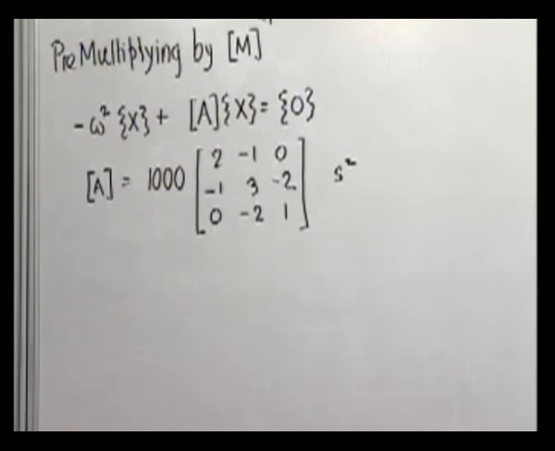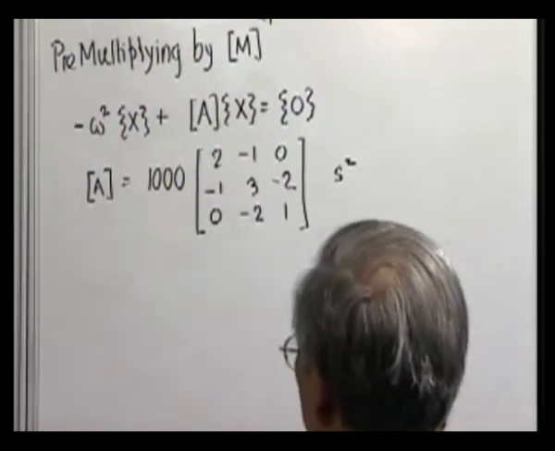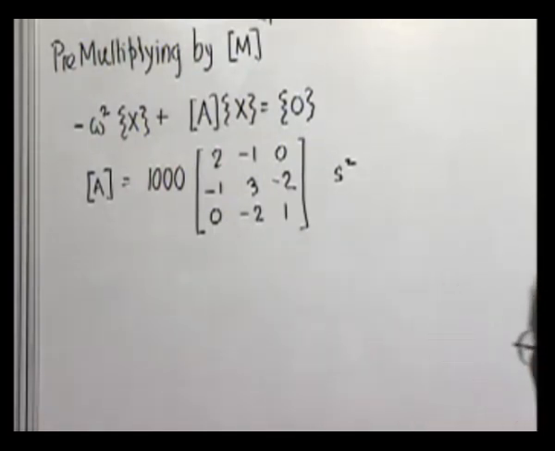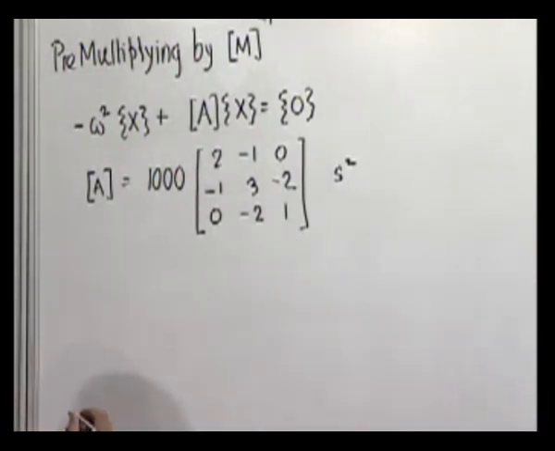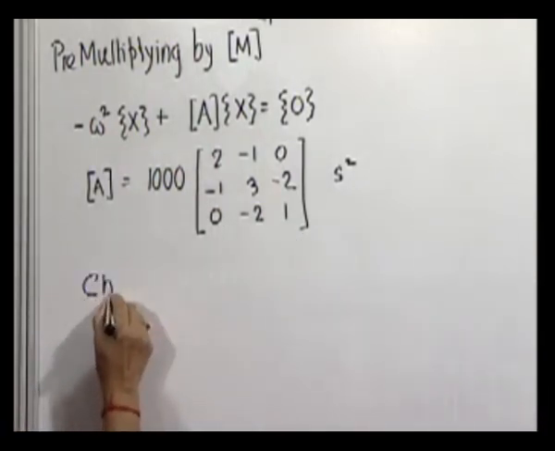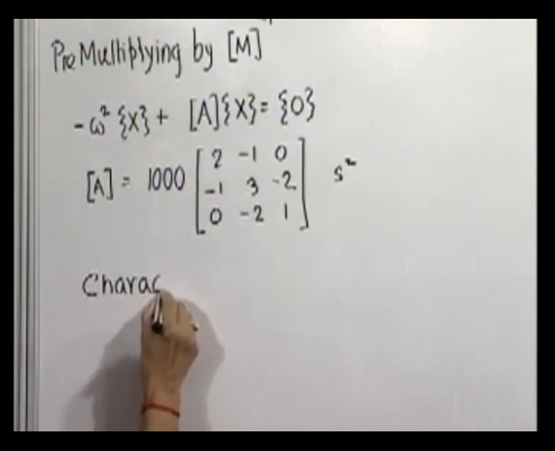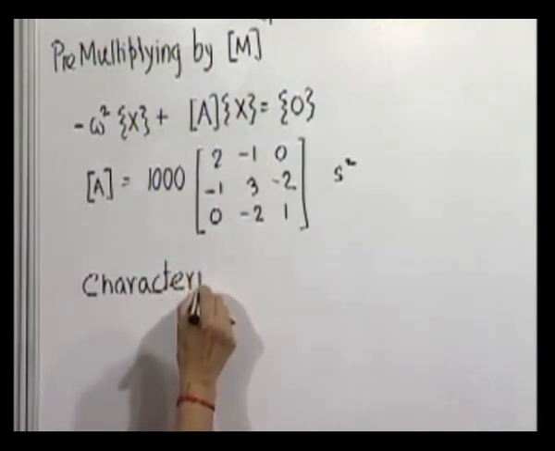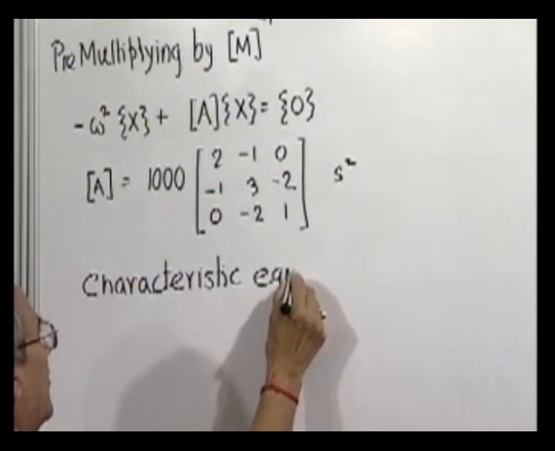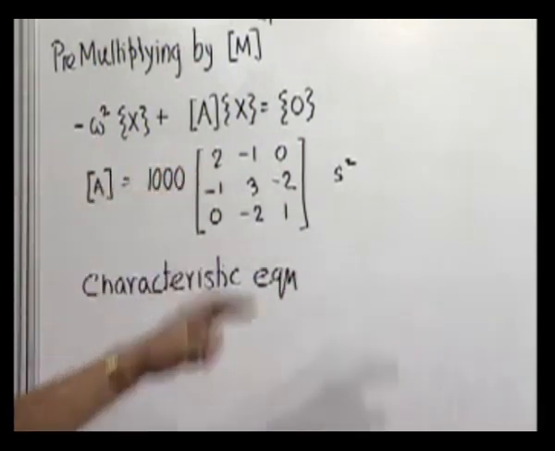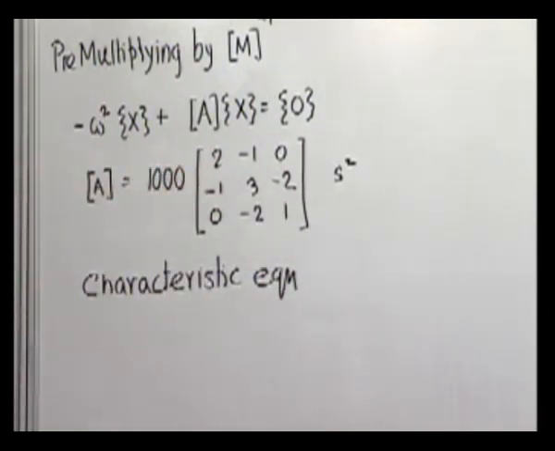This unit will be second square, as you know, because we are now solving a numerical problem, we have to be careful about the units. So the characteristic equation will be, because these are a set of three homogeneous equations, the determinant must be 0.